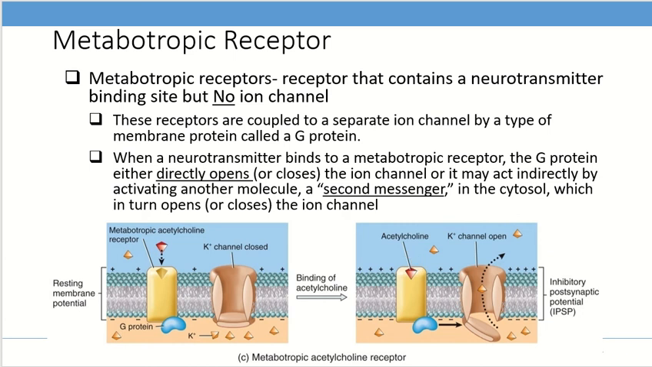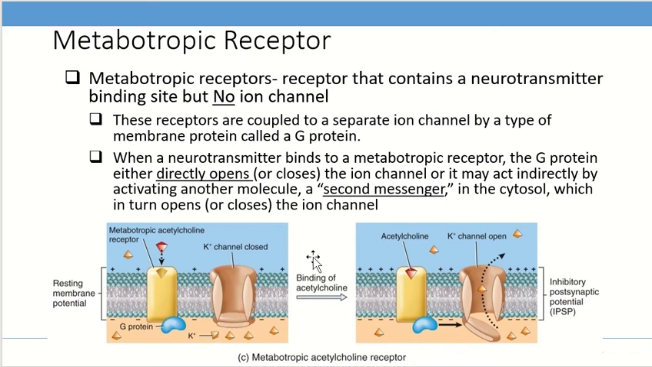Then we have the metabotropic type of receptors. Again, these are receptors that contain a neurotransmitter binding site, but they do not have an ion channel attached to it. These receptors are going to be coupled to a separate ion channel by a type of membrane protein called a G protein. So these are G protein coupled receptors. When our neurotransmitter binds to our metabotropic receptors, it's going to cause our G protein to directly open our ion channel or close, depending on the case.